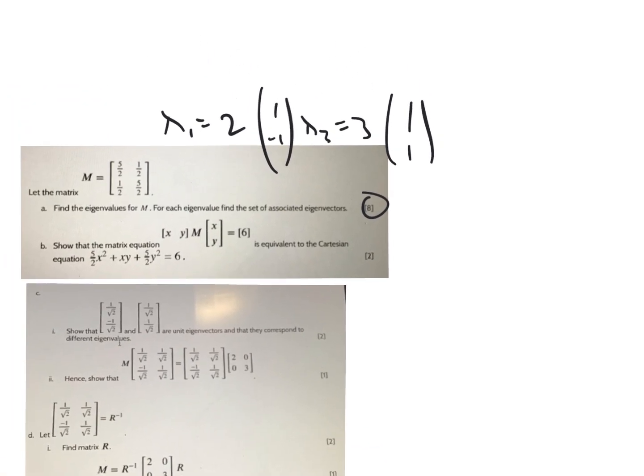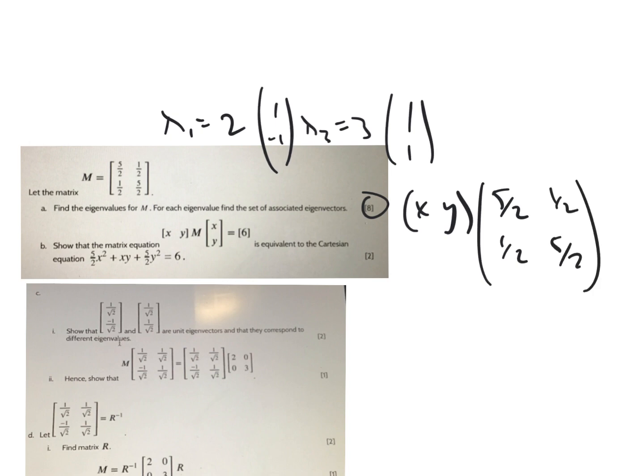Well, if we plug our values in, I just actually multiply it out. And so it's going to be 5 halves, 1 half, 1 half, and 5 halves times xy is 6. So the first one is going to be 5 halves x plus half y, by looking specifically at these two and those two. And then I'm going to go these ones and those ones.